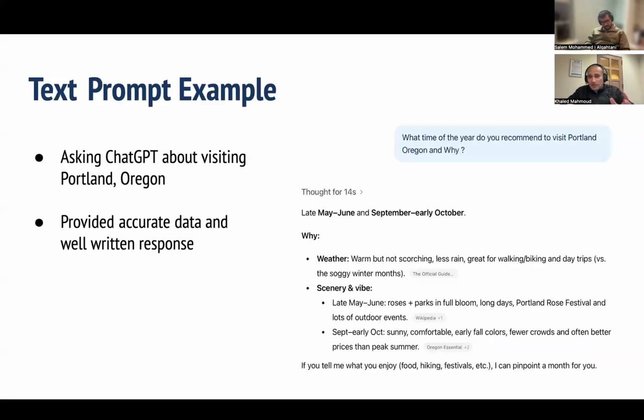Look at this example. It's a text prompt where we are asking ChatGPT about visiting Portland, Oregon. And I have lived in Portland, Oregon for about 3 years and 8 months. And actually, it gave us correct information. It says that we should visit Portland, Oregon from May to June and early September. That's when the weather is nice and you see sunny days, because all the days of the year other than this period are actually just gloomy and rainy. So ChatGPT understood our question and it responded accurately. It's like maybe ChatGPT lived in Portland, Oregon. You never know, right?